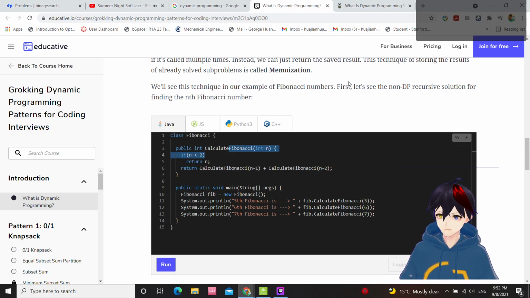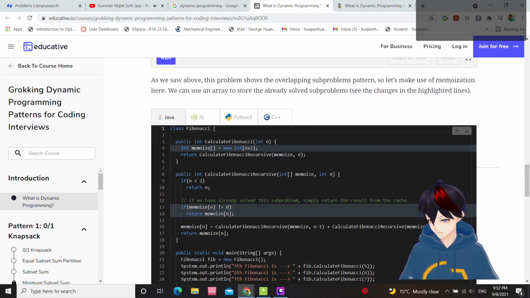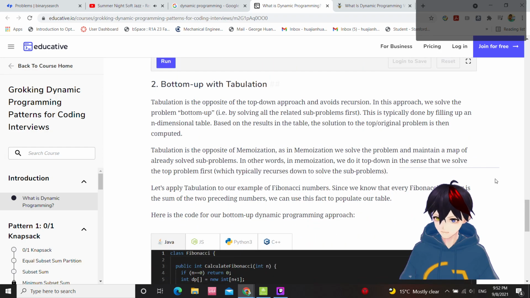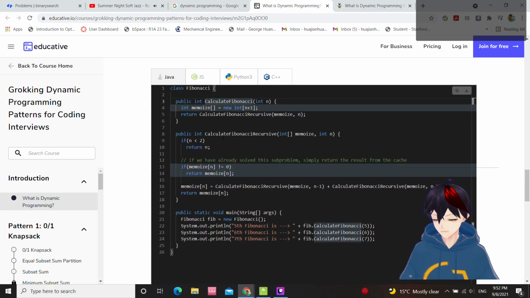As recursion. Memoization uses an array to store the past results. It's updating the memoization array.